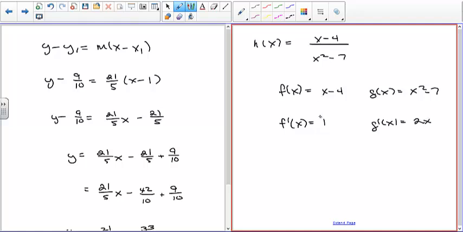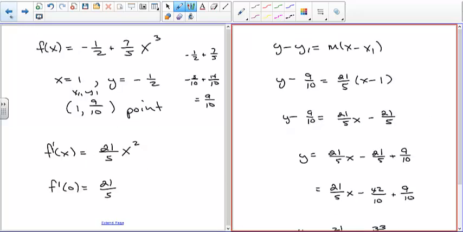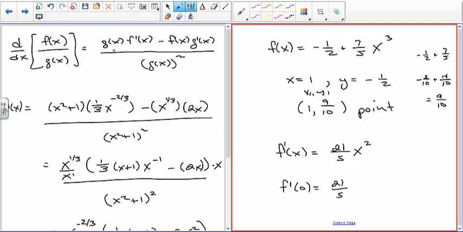So the derivative of x is 1. Derivative of minus 4 is 0. Derivative of x squared is 2x. Derivative of minus 7 is 0. Okay, so now we use the quotient rule. H prime of x, I've already forgotten what it is. Let's go back here.